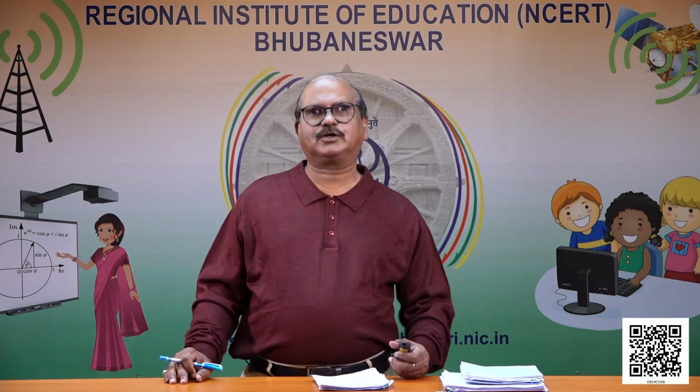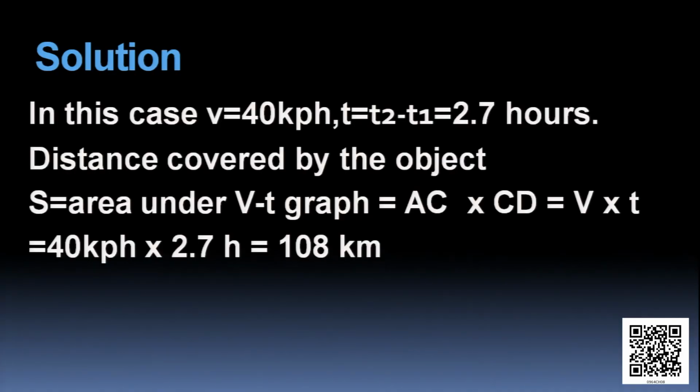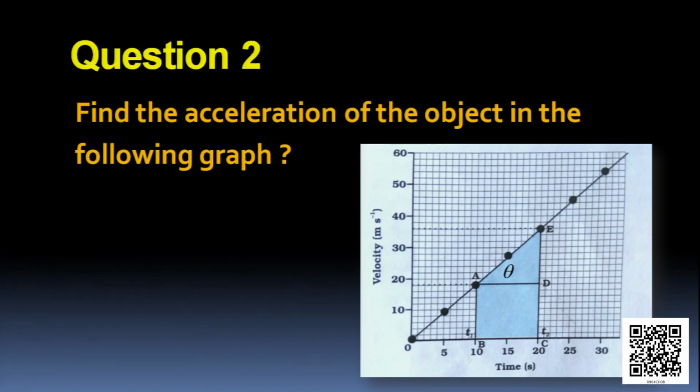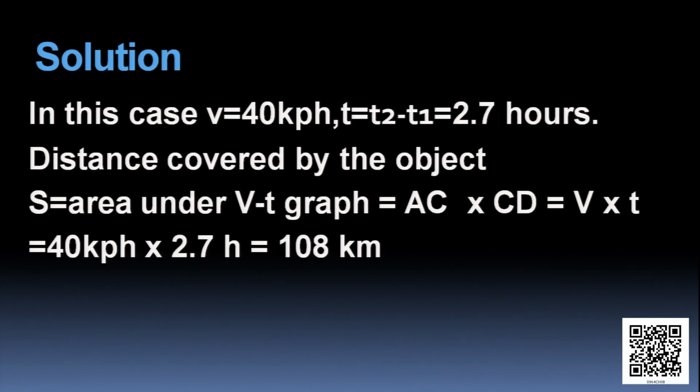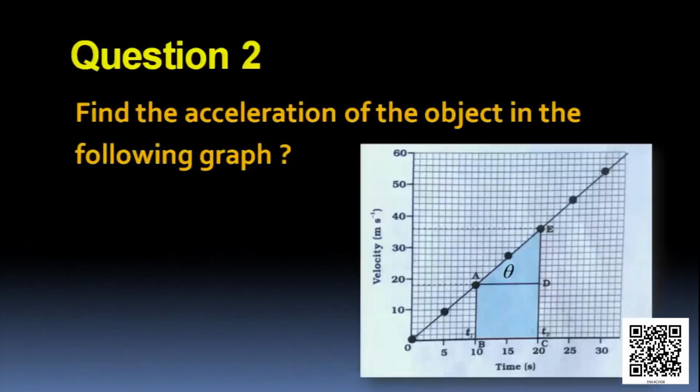The time t is equal to t2 minus t1, that is equal to 2.7 hours. Then the distance covered by the object is equal to the area under the Vt graph, the velocity time graph, is equal to length into breadth, is equal to V into T, we have already discussed, is equal to 40 km per hour, because V is equal to 40 km per hour, and T is equal to 2.7 hours. Carefully you see this, T is how much? 2.7 hours. Whenever you multiply, this is 108 km. So this is the distance covered by the object.